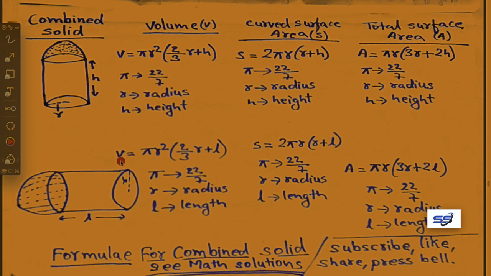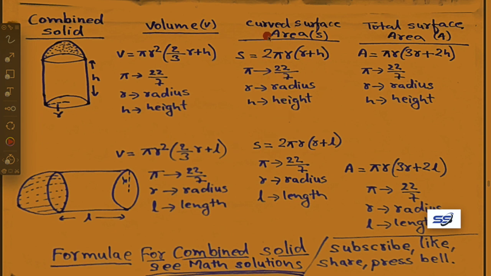We can also find the volume by using a different formula. See here, the next formula used to find volume is given here. The formula is pi r square in parenthesis 2 upon 3 r plus l. Here pi is 22 upon 7, r is radius, l is length. Applying this formula also we will find the volume of this figure.